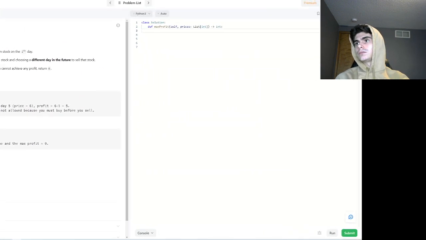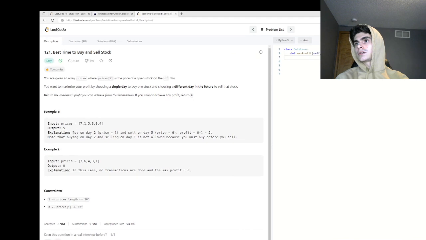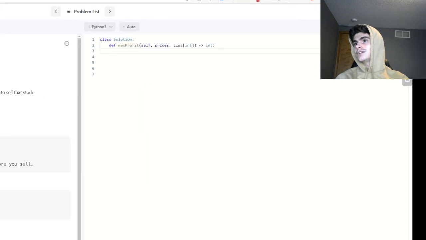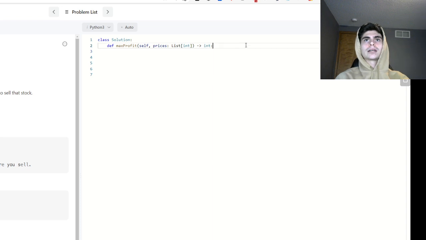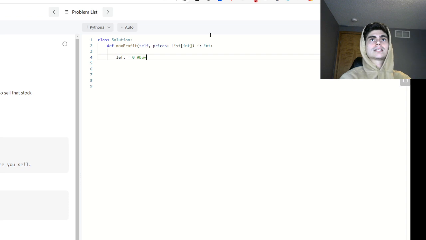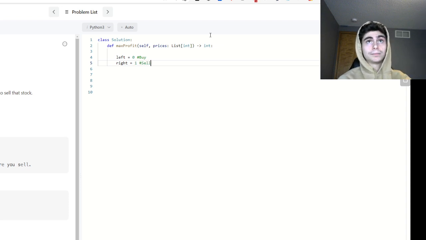So let me just zoom this. Alright. So, like I said, we're going to have left be our first number in the array, right? We can even comment this just to remind us that this is where we're buying. Left is always where we're going to buy it. Right is going to be right in front of left, and this is where we're going to sell. And we want to iterate through the whole array, so we'll do while right is less than the length of prices.